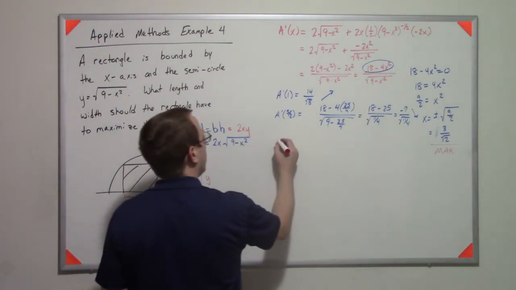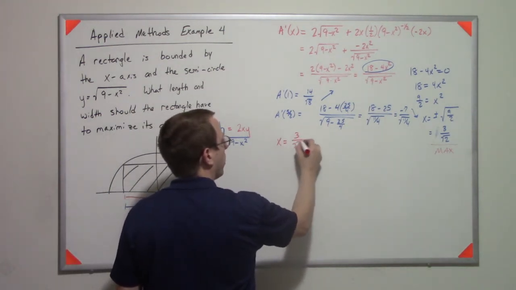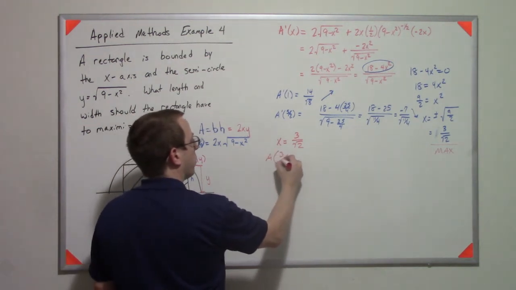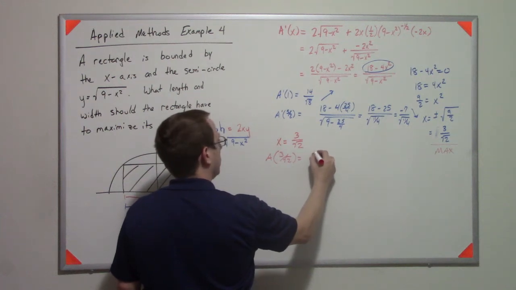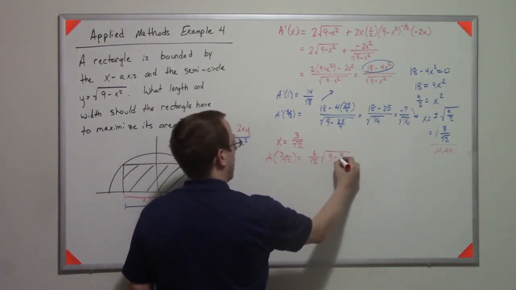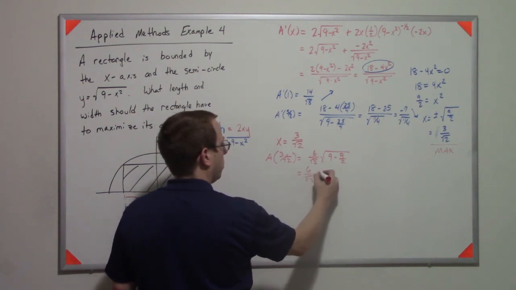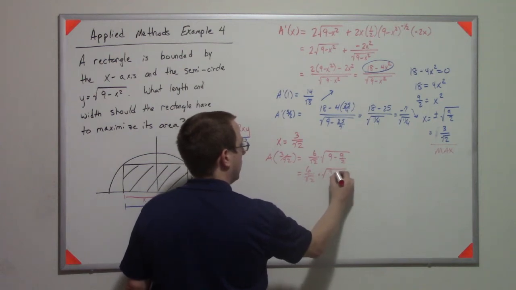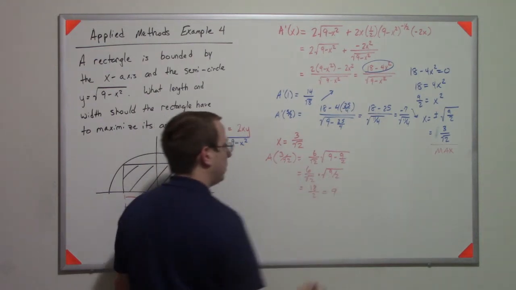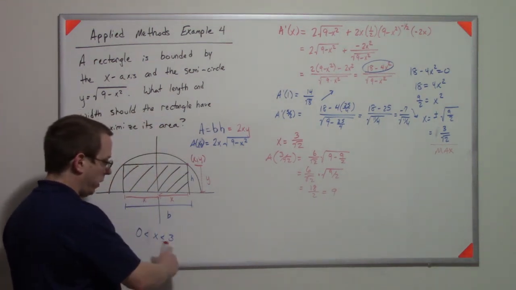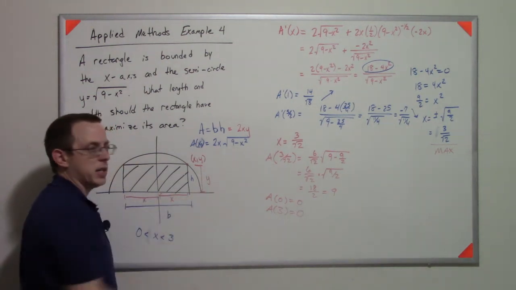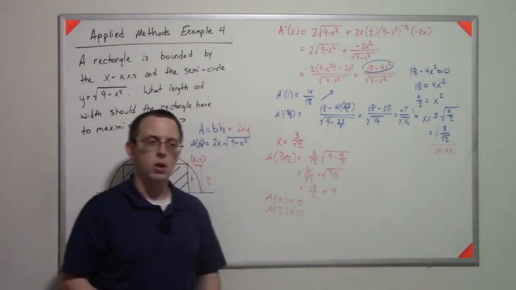So if x is 3 over the square root of 2, now we want to plug that into our area function here. We say A of 3 over the square root of 2 is 6 over the square root of 2 times 9 minus 9 over 2, 6 over square root of 2 times 9 halves, which is 18 over 2, which is 9. So that tells me I get 9 if I plug it in there. Now, if I plug in these endpoints here, like if I plug in A of 0, I get 0. If I plug in A of 3, I get 0. So that tells me that this has to be my maximum value because the points at the edges aren't my maximum.